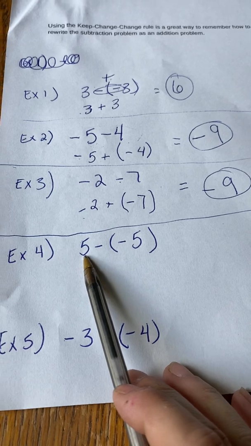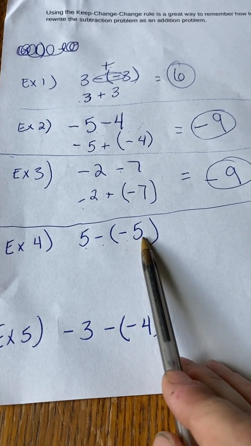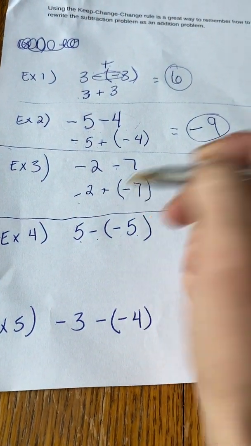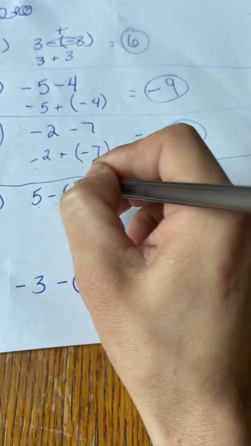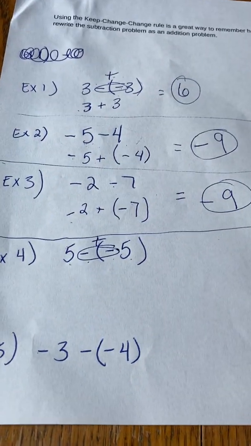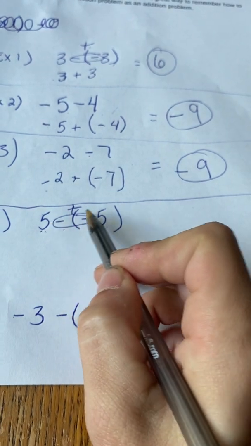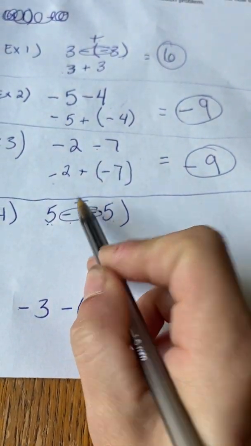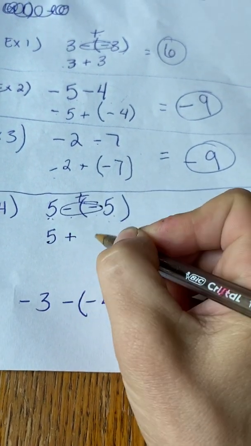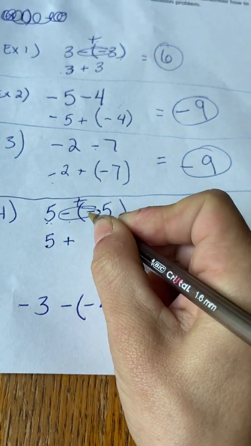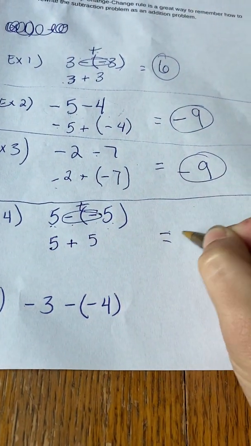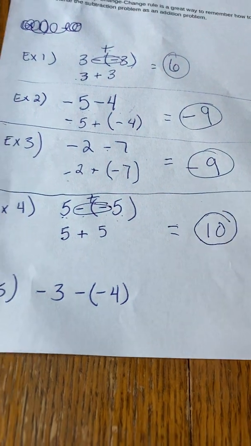Example 4, 5 minus -5. I don't know what you want to call it. If somebody comes up with a good term for it and you like this method, let me know. I'll start calling it that. I don't know, it's what my brain does. So then I can visually see both of those negatives go away, keeping the 5 as it is, changing the subtraction to addition, taking the negative and the parentheses off of that 5. 5 plus 5 gives me 10. They're both positive. My answer is positive.